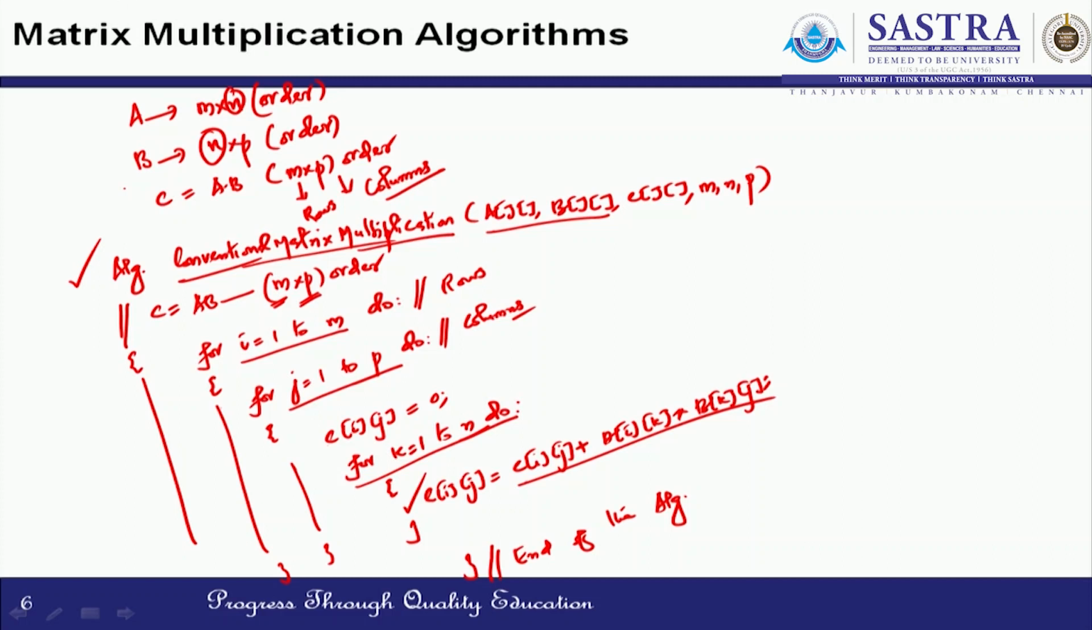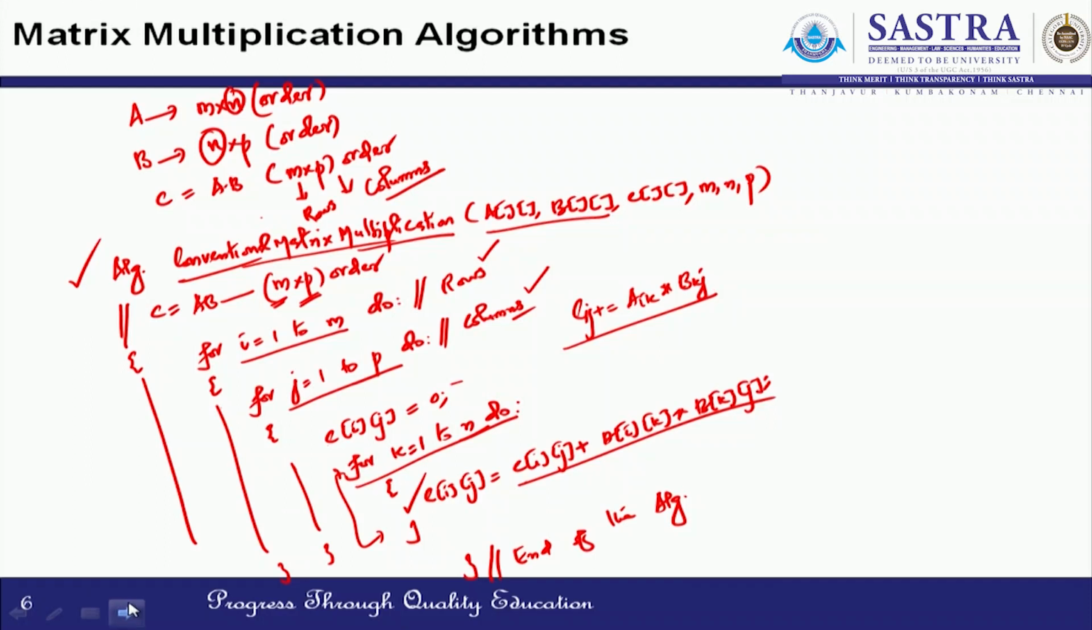The row and column corresponding elements are multiplied and added. This is performed for M rows and P columns. Since the resultant matrix C is of order M by P, this is controlled through the outer for loops. I is equal to 1 to M for rows count and J is equal to 1 to P for columns count. Intermediate computation is controlled through this for loop. For k is equal to 1 to n do, simply Cij is equal to Cij plus Aik star Bkj. This finds the required computation.